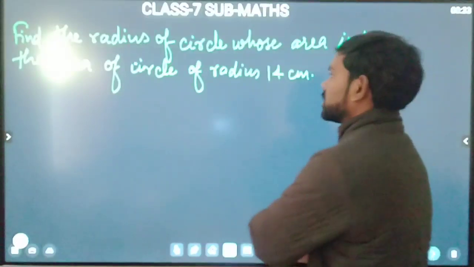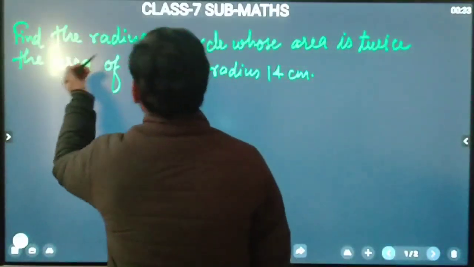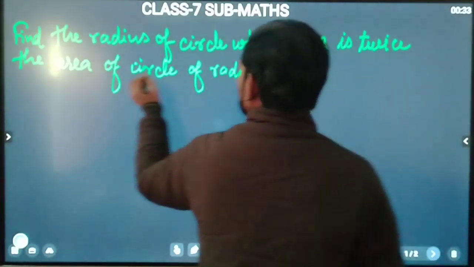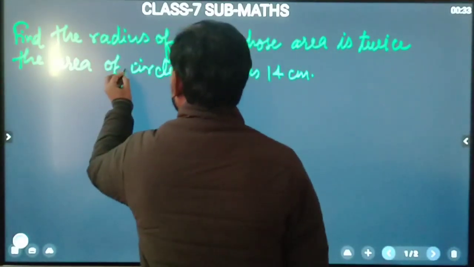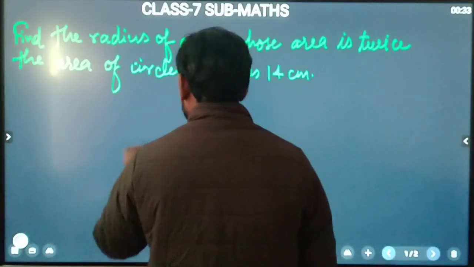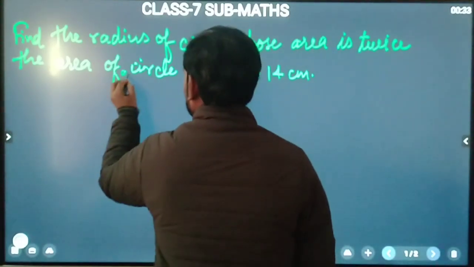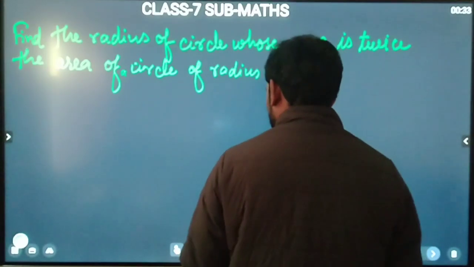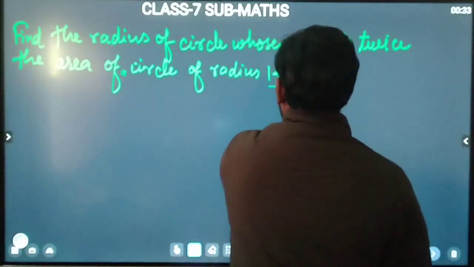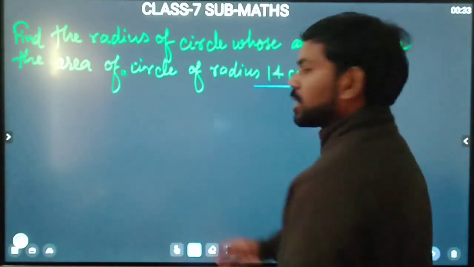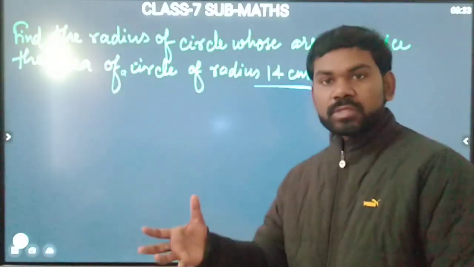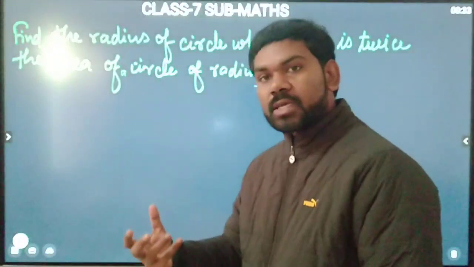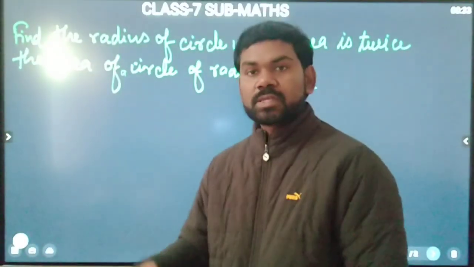Here we can see a question. The question is: find the radius of a circle whose area is twice the area of a circle of radius 14 centimeter. So we have to find the radius of a circle whose area is twice the area of a circle whose radius is 14 centimeter, which is given.